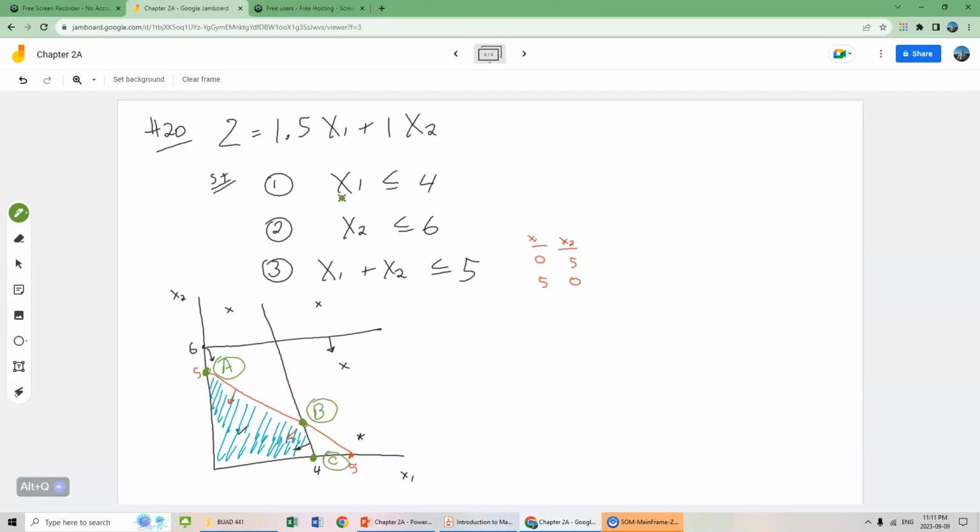So what you should be able to do now is find the coordinates for those 3 points, A, B, and C, and then determine, by using the objective function once you have those coordinates, where the best solution lies. Is it point A, point B, or point C?